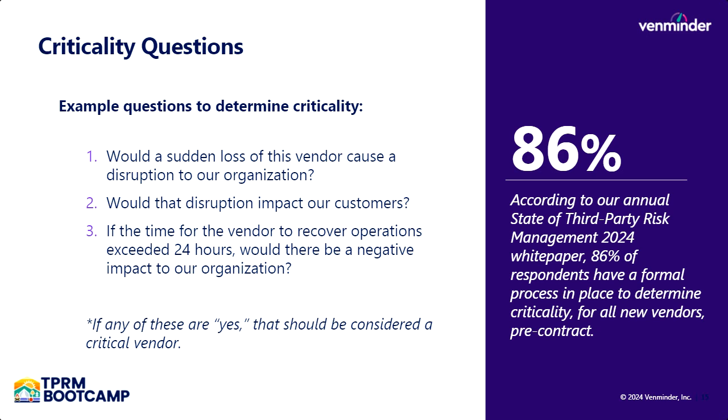All right, now it's time to talk about criticality. As I mentioned earlier, it's important for us to understand and be able to identify which of the vendors in our inventory are actually most important to our operations or can impact our customers. So to identify those vendors, we can ask 3 simple questions. The first one is, would a sudden loss of this vendor cause a disruption to our organization? And would that disruption impact our customers? Or if the time for the vendor to recover operations was more than 24 hours, would there be a negative impact to our organization? If you answer yes to any of those questions, you're probably dealing with a critical vendor.